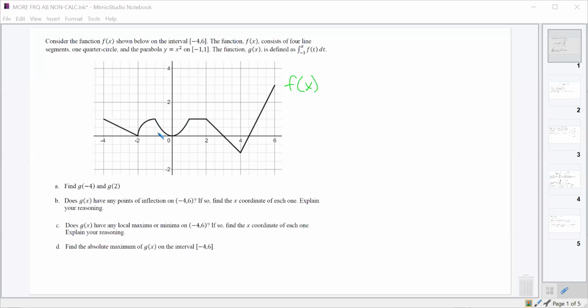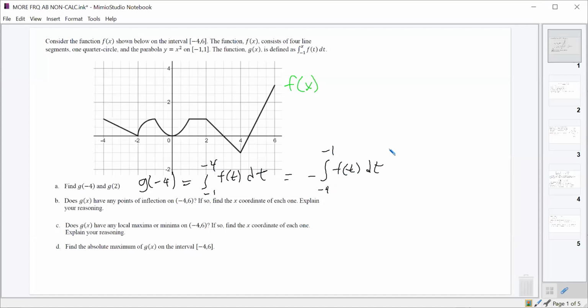So starting at -1 and going this way, or potentially going to the left, we need to find a value like -4. So first off, to find g of -4, we just plug in -4 for x in our function g. So that's the integral from -1 to -4 of f of t dt. And since this is an integral from -1 to -4, that would be moving to the left instead of moving to the right, we want to flip the limits of integration and make it negative. So we're going to take the opposite of the integral from -4 to -1 of f of t dt. Everybody good with that so far?